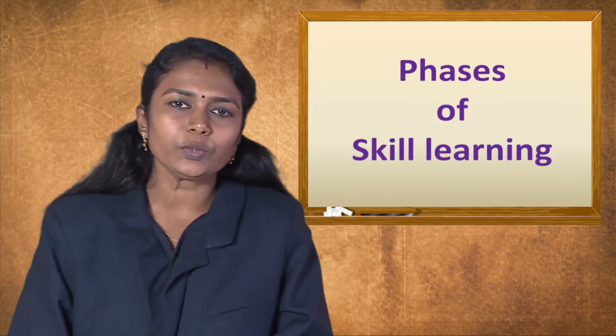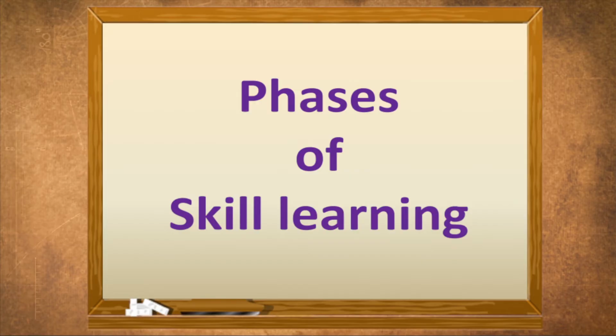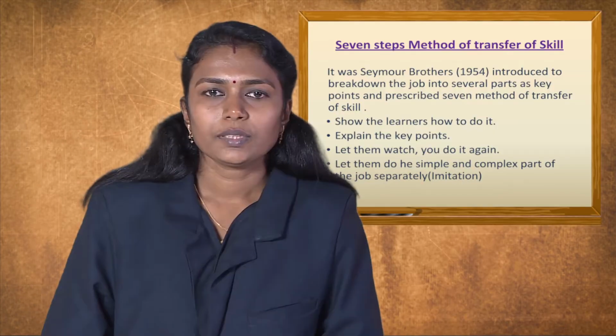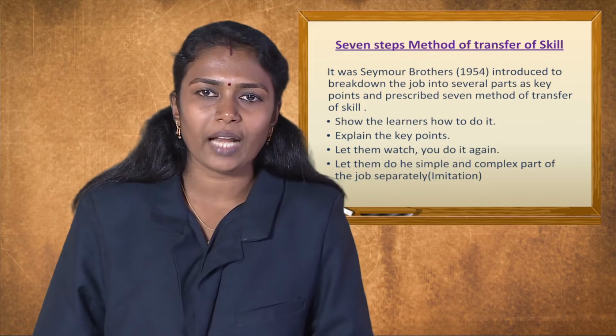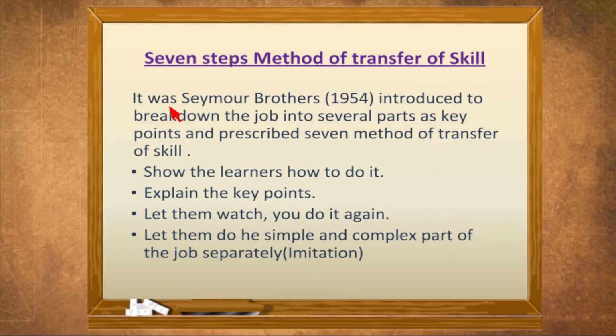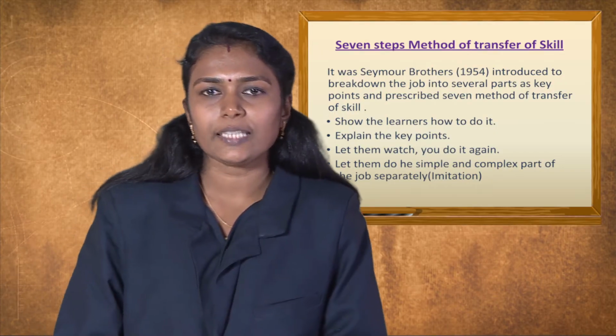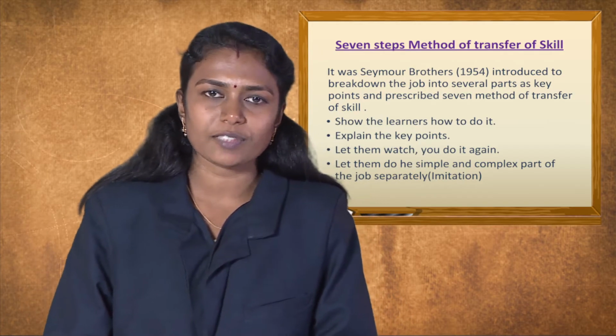Today we are going to discuss the phases of skill learning: the 7 steps method of transfer of skill. It was Seymour Brothers who, in 1954, introduced a method to break down the job into several parts as key points and prescribed the 7 steps method of transfer of skill. Then what are the 7 steps method for transferring of skill?